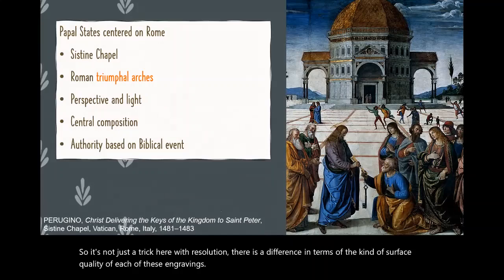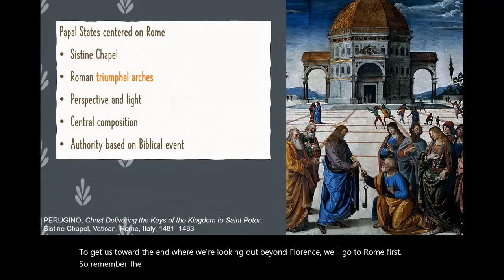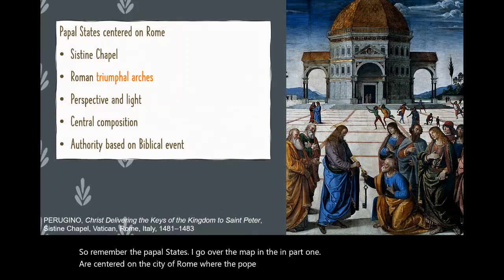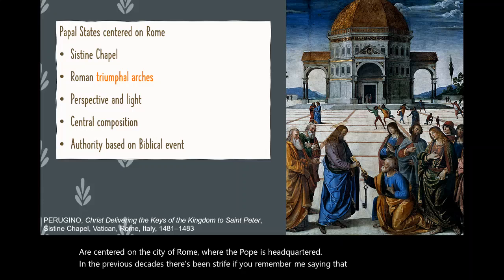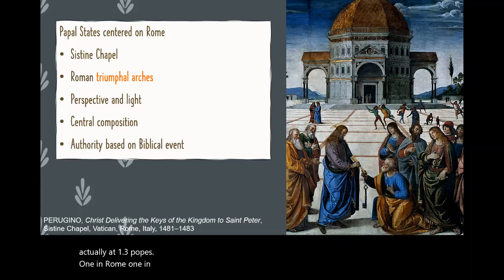To get us toward the end where we're looking out beyond Florence, we'll go to Rome first. So remember the Papal States, I go over the map in part 1, are centered on the city of Rome, where the Pope is headquartered. In the previous decades, there's been strife. If you remember me saying that, in fact, there were actually at one point 3 popes, one in Rome, one in Avignon, France, and a third one elected to solve the whole problem in total.